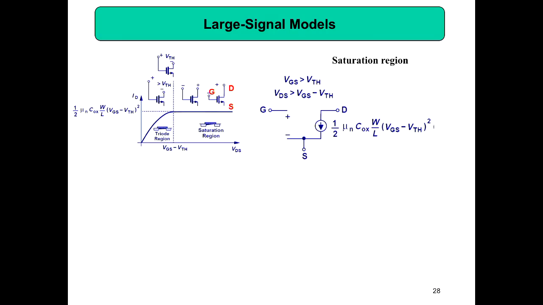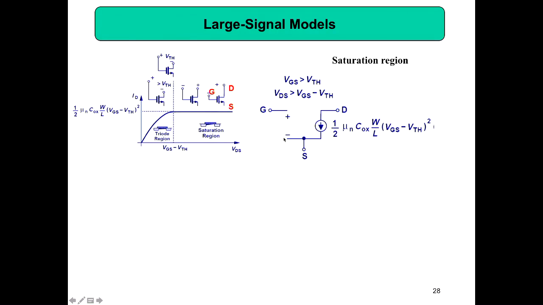In the MOS, if you are operating in the saturation region, saturation is the useful region in the amplifier. In the saturation region, VGS is greater than VTH and VDS is greater than VGS minus VTH. Then only is your MOS operating in this region. And this current is half mu n COX W by L VGS minus VTH the whole square. And then here I put it open.